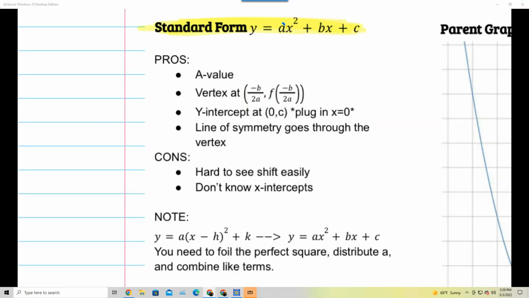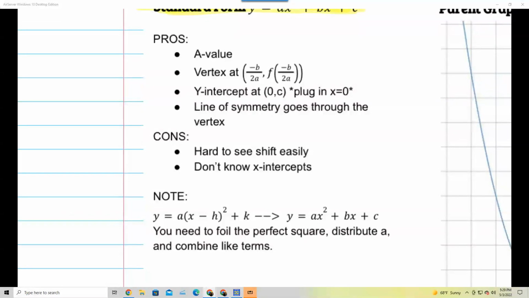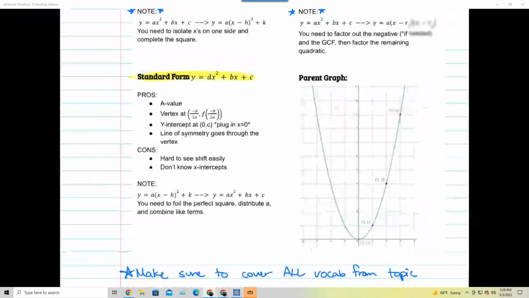Some of the cons are, just like factored form, you can't really see the shift, and you don't know where the x-intercepts are. I have a note here, but we're not going to touch that right now. We're just going to skip over it.